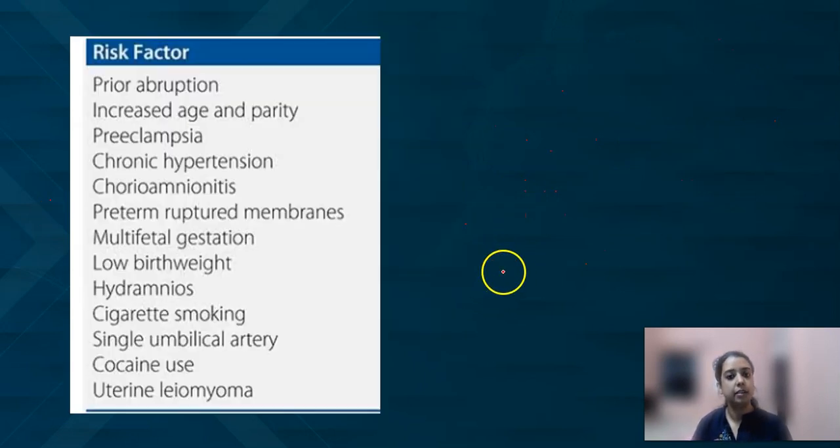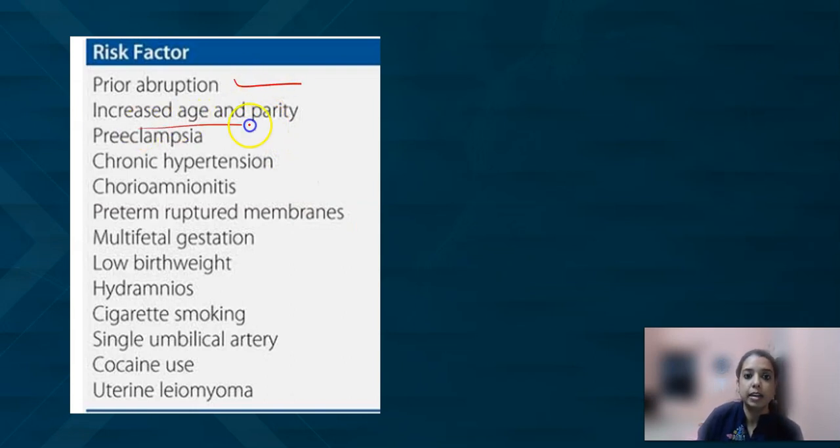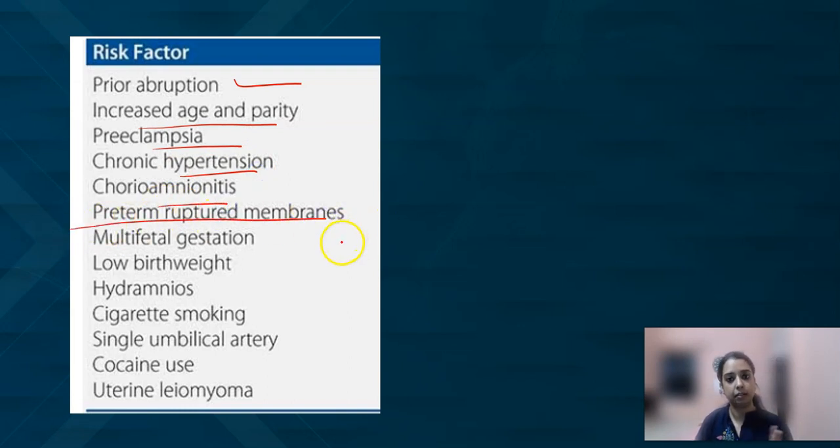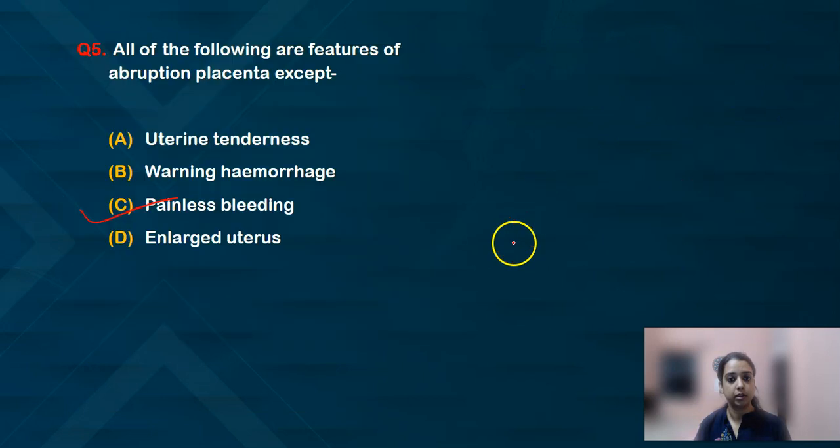Another thing which can be asked is a risk factor for abruption, which is most important: prior abruption, increased age and parity, preeclampsia, hypertension, infection. Premature rupture of membranes is a very common cause of abruption. Multifetal gestation, low birth weight, cigarette smoking, you should remember, and cocaine use. They are the commonly asked risk factors for abruption. Let's get back to the question.